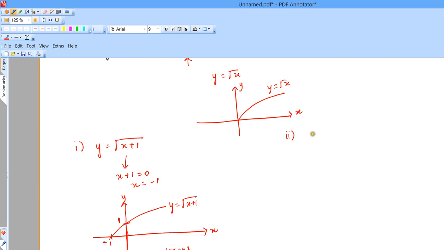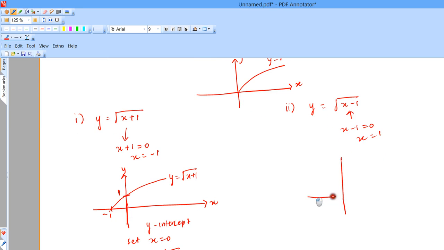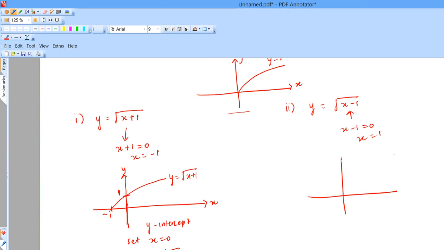Next, if we have the function y equal to square root of x minus 1, here we have x minus 1 equal to 0, x equal to 1. So for the new graph, from this basic graph, you need to shift the graph to the right by 1 unit. So y equal to square root of x minus 1. We have the x and y axes.